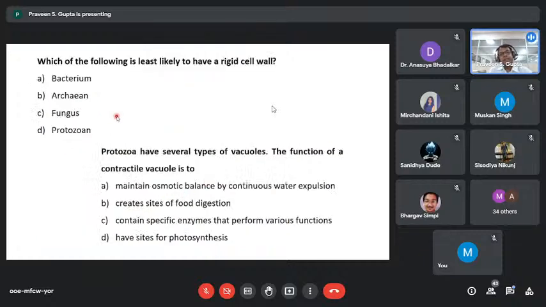Which of the following is least likely to have a rigid cell wall? I think for rigid cell wall, you should understand it: it is protozoan, they don't have a cell wall. And protozoa have several types of vacuole. The function of the contractile vacuole, I just mentioned. If I'm saying vacuole function, of course it is osmotic balance. So they maintain osmotic balance by continuous water expulsion.